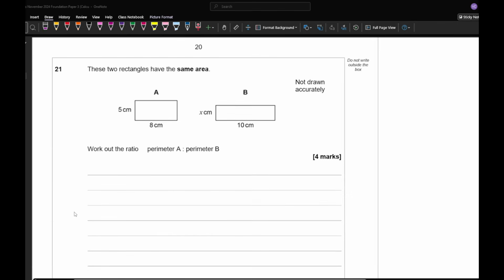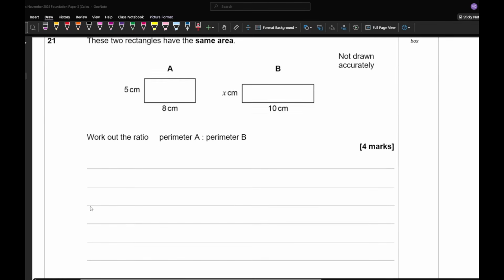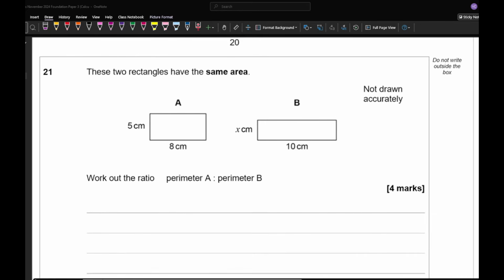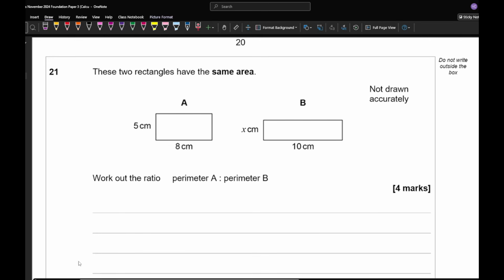Then moving on to question 21. So let's just zoom in so we can see it a little bit clearer on the screen. It says these two rectangles have the same area. Work out the ratio of the perimeter of A to B. So first thing we need to do is find out what X is.